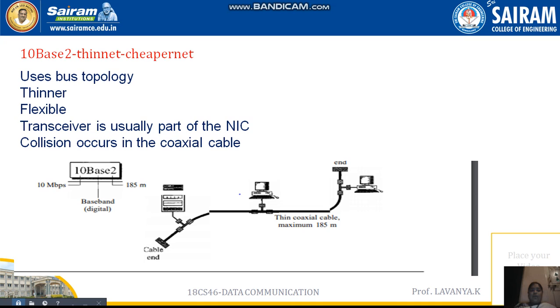Now I'm going to explain the 10 base 2 Ethernet. This 10 base 2 Ethernet is very thin net and cheaper net. It uses the bus topology, and it is very flexible. The transceiver is usually part of our network interface card. More collisions occur in the coaxial cable.